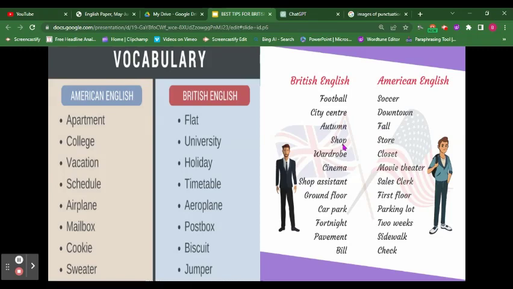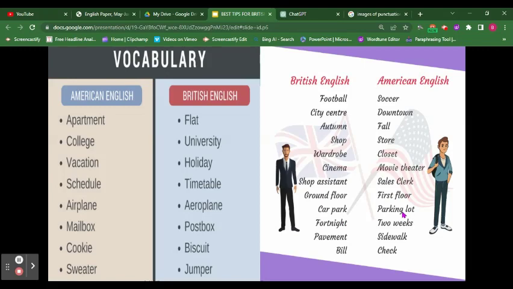Shop in British English is store in American English. Wardrobe, British. Closet, American. Cinema, British. Movie theater, American. Shop assistant, British. Sales clerk, American. Ground floor, British. First floor, American.